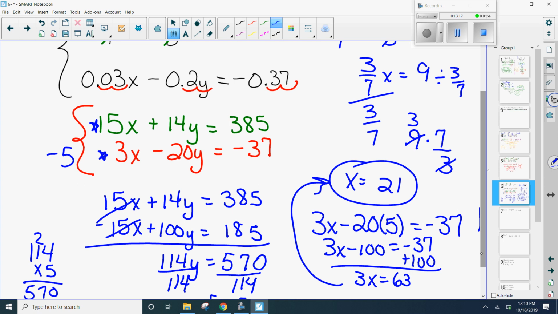So we have that intersection point. You could say x is 21, y is 5. You could say the intersection point between them is the coordinate point 21, 5. All means the same thing.